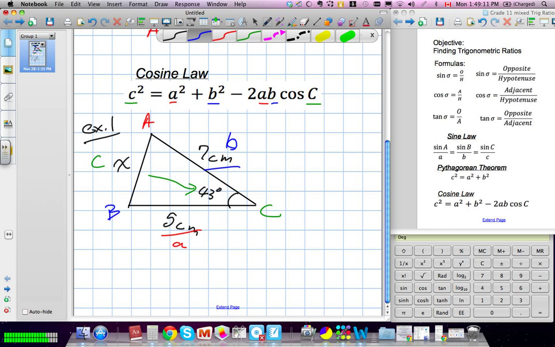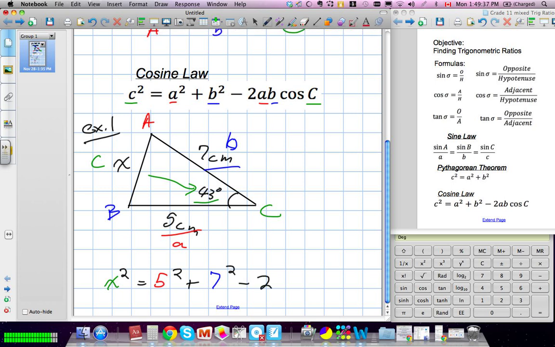So our side C is our X. So we're looking for X squared, which is equal to A is 5 squared plus B is 7 squared minus 2 times A is 5 and B is 7. Again, multiplied by cosine 43. That was our angle. Okay? So by cosine 43.